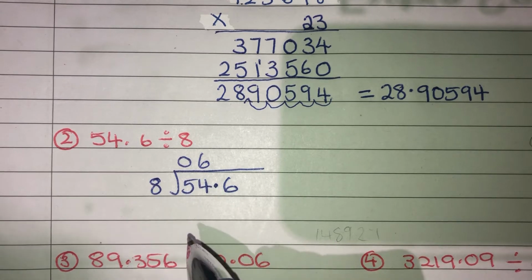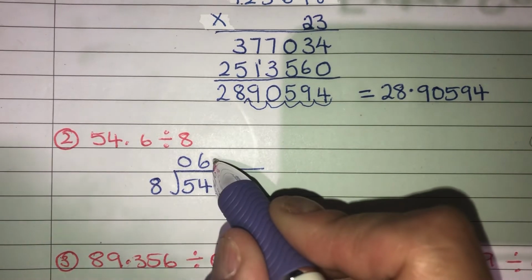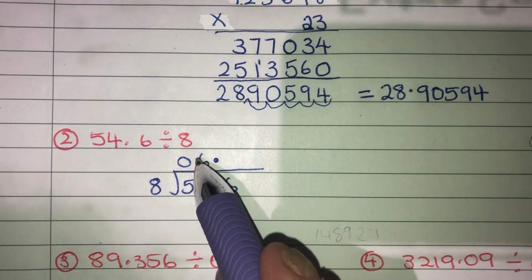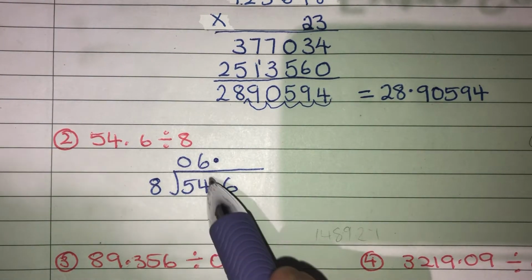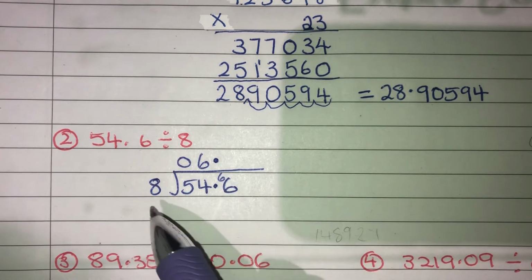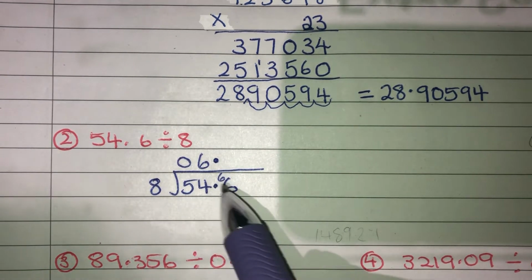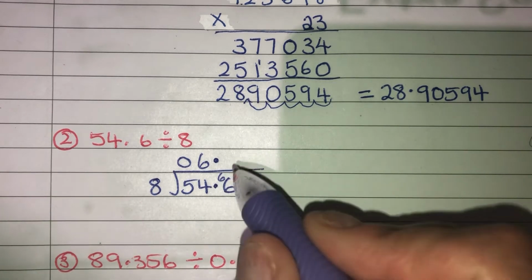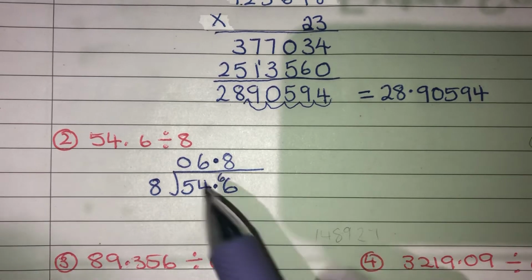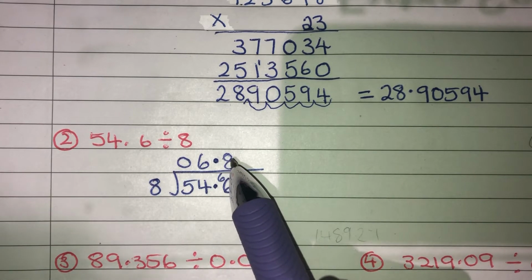Okay, so there's 6 left over. Now, as we did last week, you put down the decimal place. 6 eighths are 48. We need to get to 54, so there's 6 remainder. Now, how many eighths in 68? 6. All right, so 8 eighths are 64. So we're going to go 8 times 8 is 64.